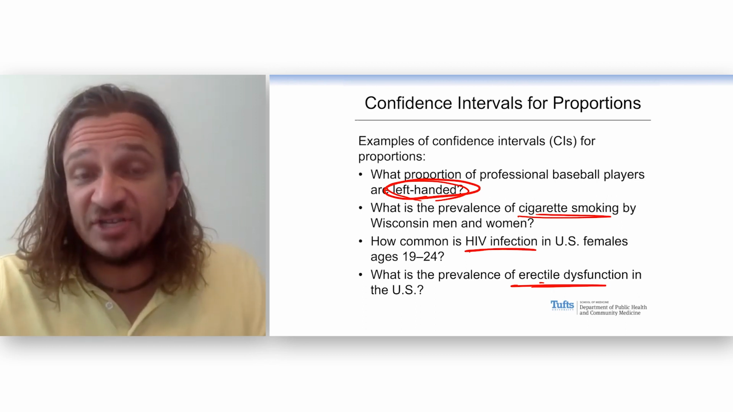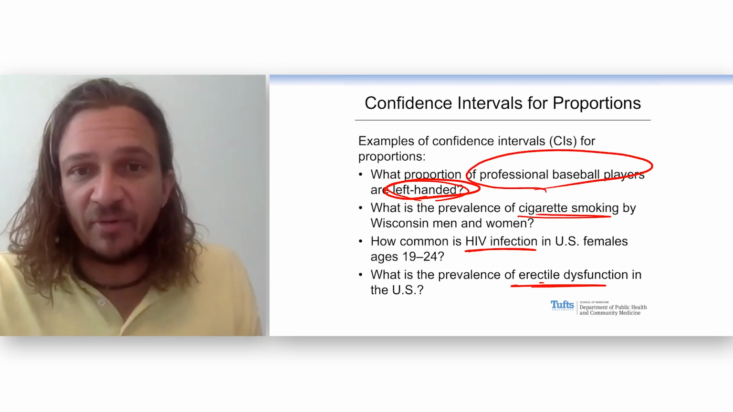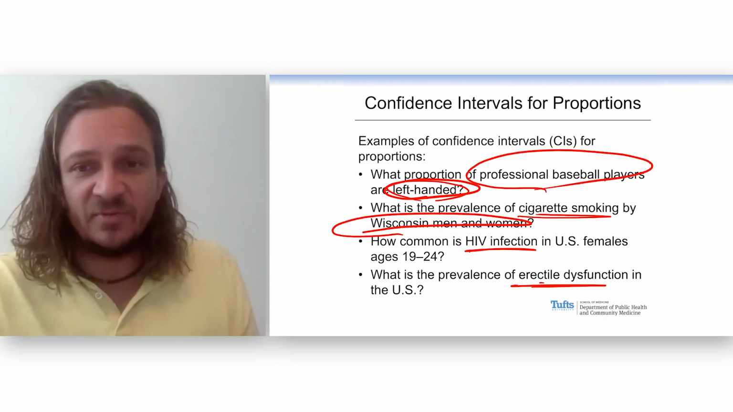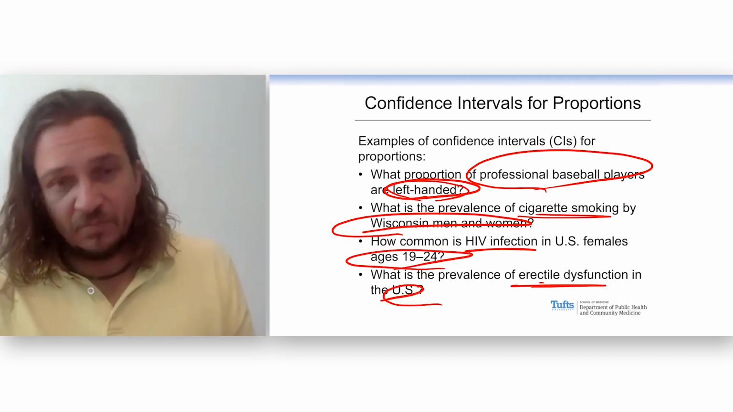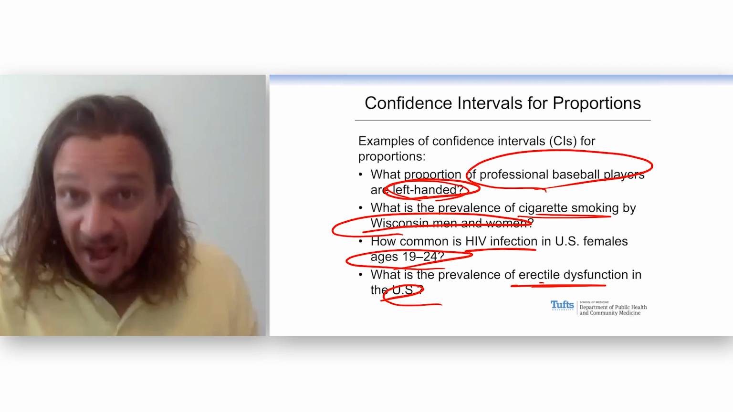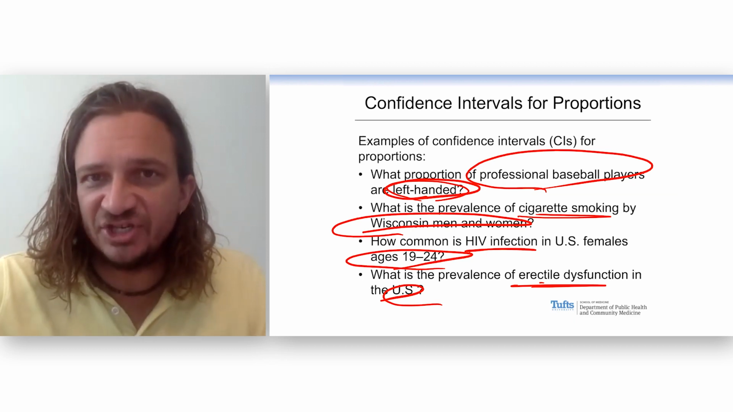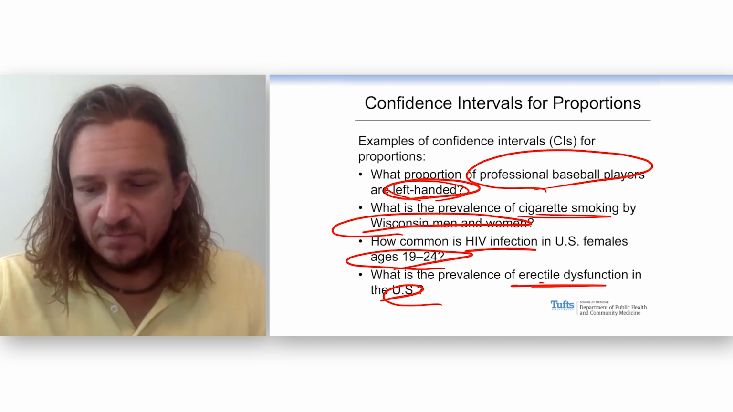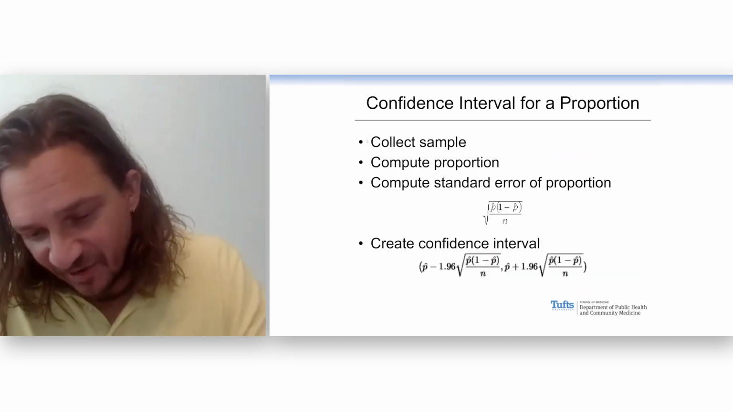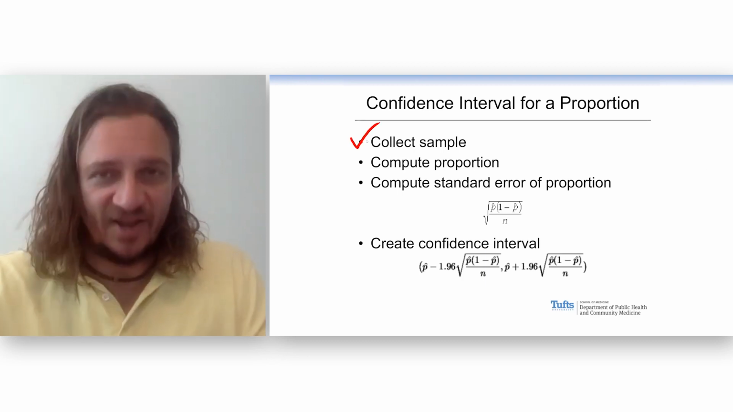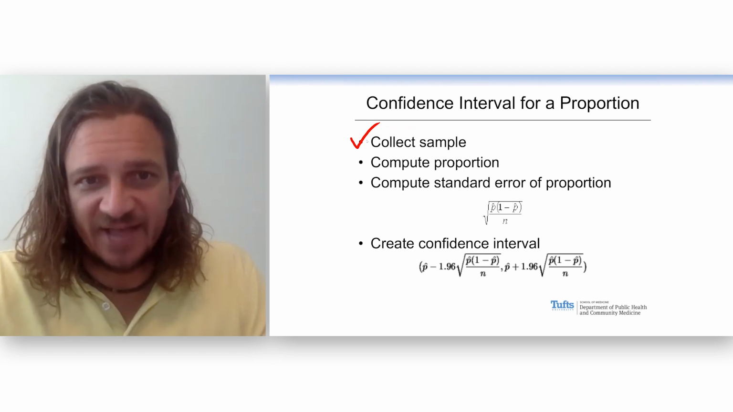Now, notice for each of these questions that we have some sort of population. Professional baseball players, men and women in Wisconsin, females this age, males in the US, right? So how do we estimate that population proportion? Well, same thing we did before. Number one, you go out and you get a sample. Ideally, some random, unbiased, independent sample.